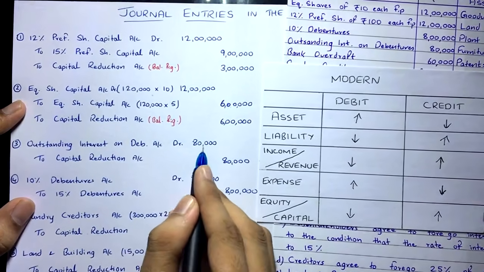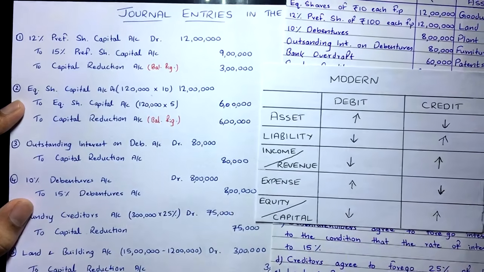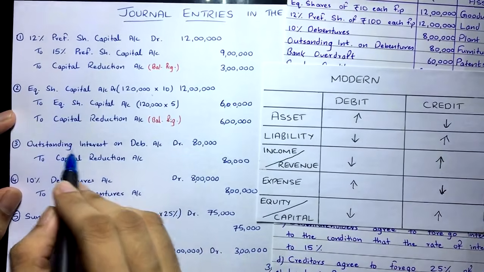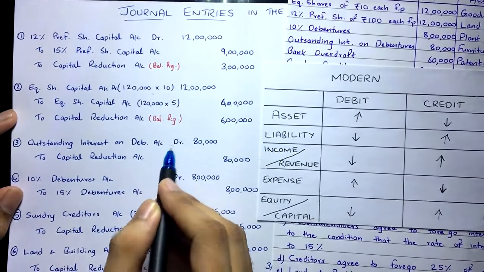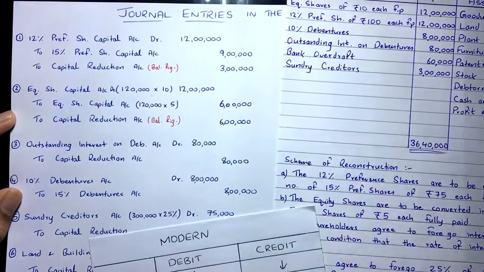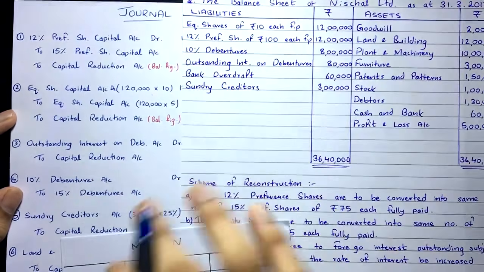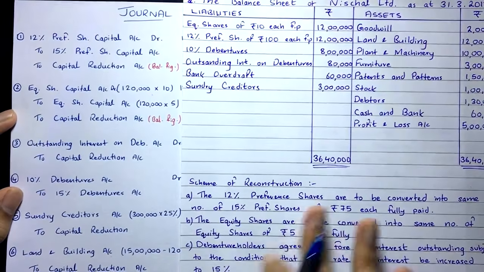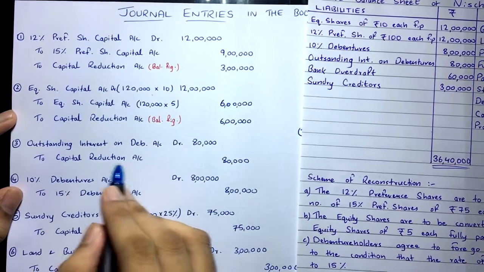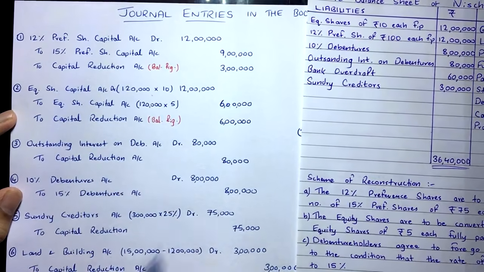So that is a gain, and in internal reconstruction, whatever gain we have goes to capital reduction account. So outstanding interest on debenture account, debit, our liability is reducing, we are cancelling off that liability which we had in the balance sheet. Outstanding interest on debentures account, debit 80,000 to capital reduction account. The gain will be transferred to capital reduction account.